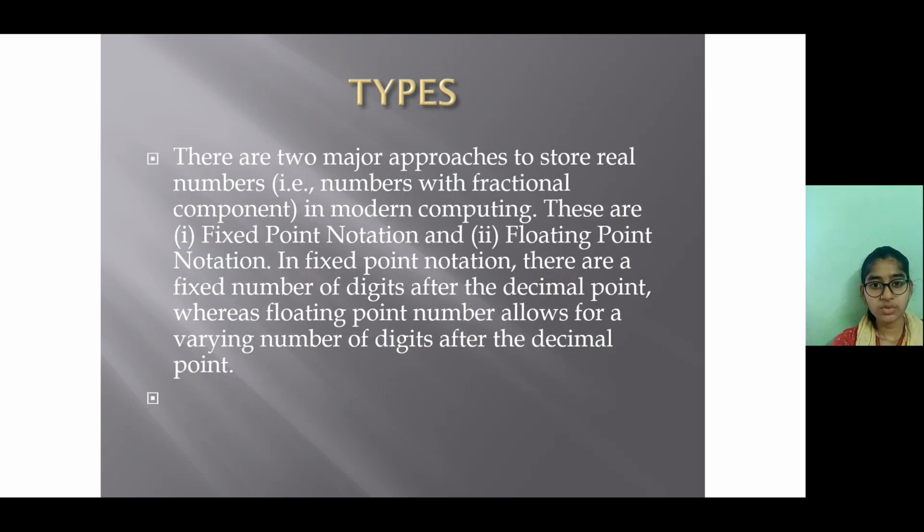So let's see what are the types of notations. There are two major approaches to store real numbers, that is, numbers with a fractional component. In modern computing, there are fixed point notation and floating point notation. In fixed point notation, there are a fixed number of digits after the decimal point, whereas floating point numbers allow for a varying number of digits after the decimal point.